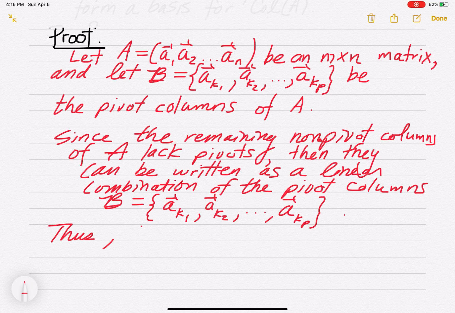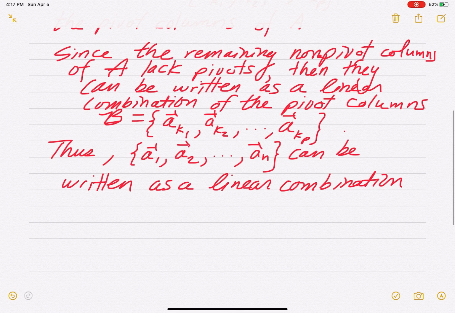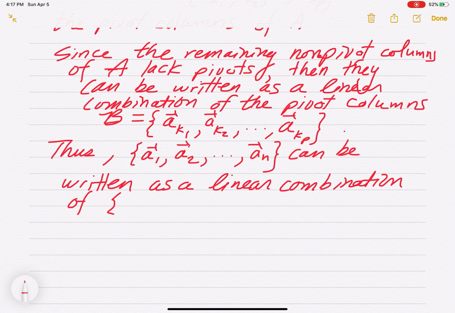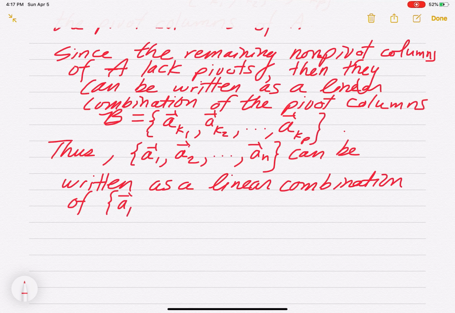So thus, the set of vectors A1, A2 through AN can be written as a linear combination of the ones with pivots, AK1, AK2, through AKP.